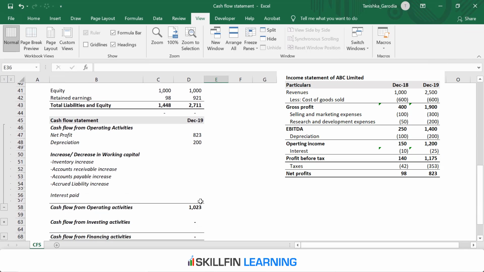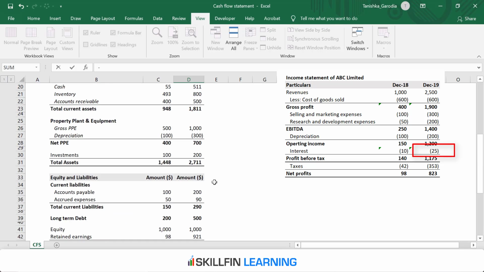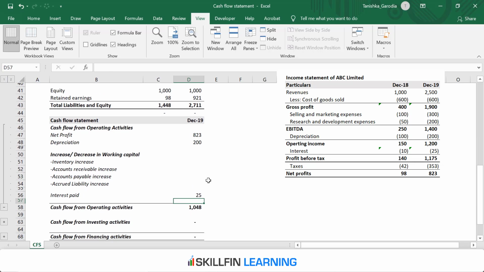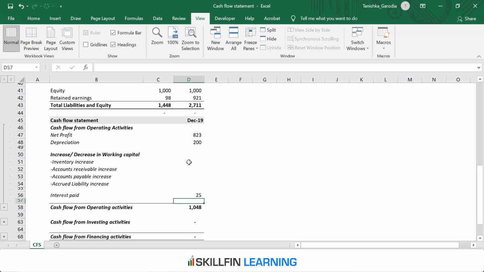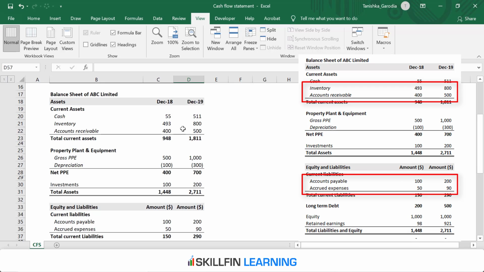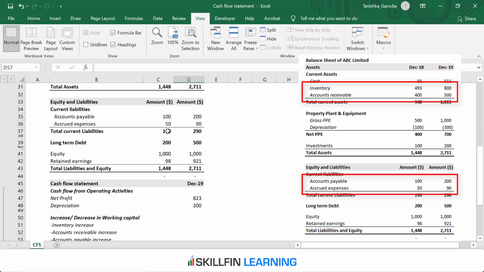Then we will add the interest paid by the company. So with a minus sign, we will add the interest paid. So the cash flow from operating activities before changes in working capital is 1048. We will add or deduct the changes in the working capital. Working capital is current assets minus current liabilities. So we take the current assets excluding cash and current liabilities excluding any debt to calculate the working capital.